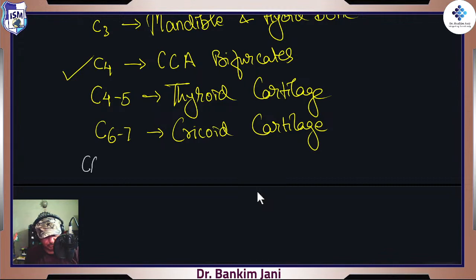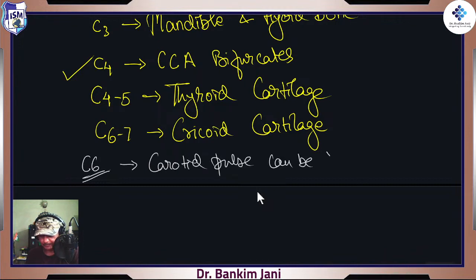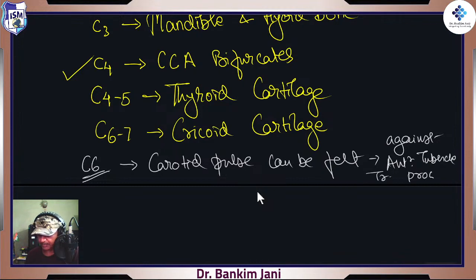And the level of C6. Right. This is the level of C6, and this is where the carotid pulse can be felt. Carotid pulse, right? That is what we'll be feeling against that anterior tubercle. Right. As such, it's a part of the transverse process. So you can write even transverse process also.